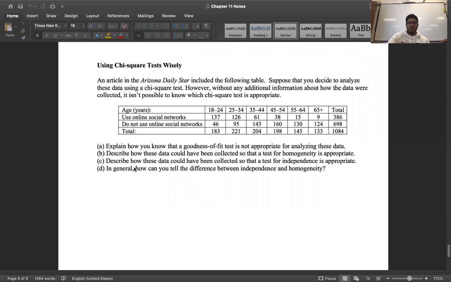Moving along. If you read this problem, we have multiple variables and multiple populations. So what kind of test should we use? For part A, the whole idea is that because there are two variables or two or more populations, a goodness of fit is not appropriate. Goodness of fit only works for one variable. So your hint to yourself for part A is goodness of fit is only one variable.